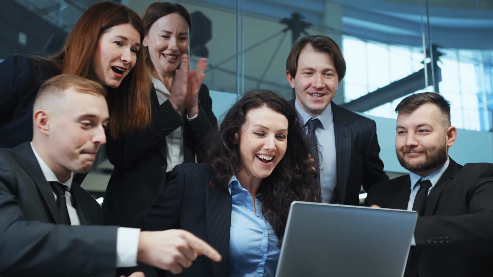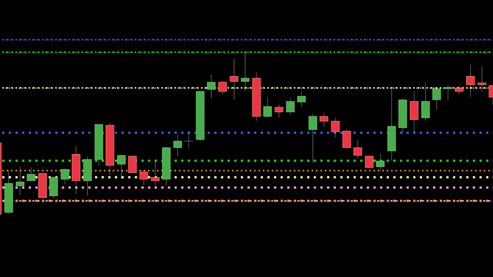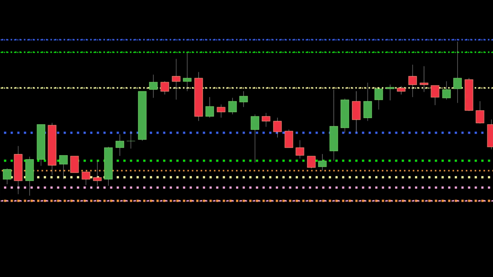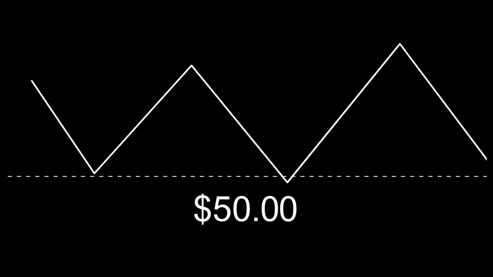But here's where successful traders are different. They understand the power of supply and demand zones. Now, these are not arbitrary lines on a chart, right? These are areas where major market participants made significant decisions. Think about a stock that repeatedly finds support at 50 bucks. Well, it's not a coincidence. It's big buyers stepping in with substantial orders.